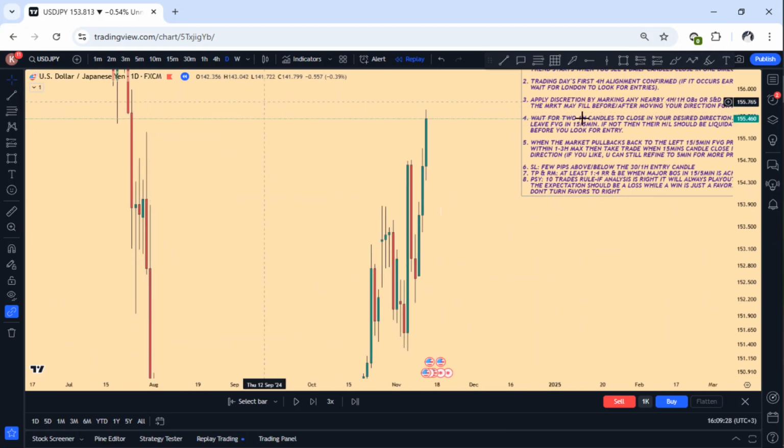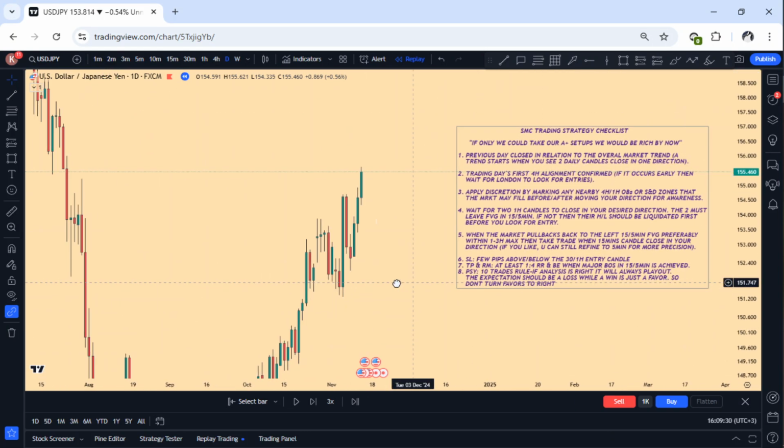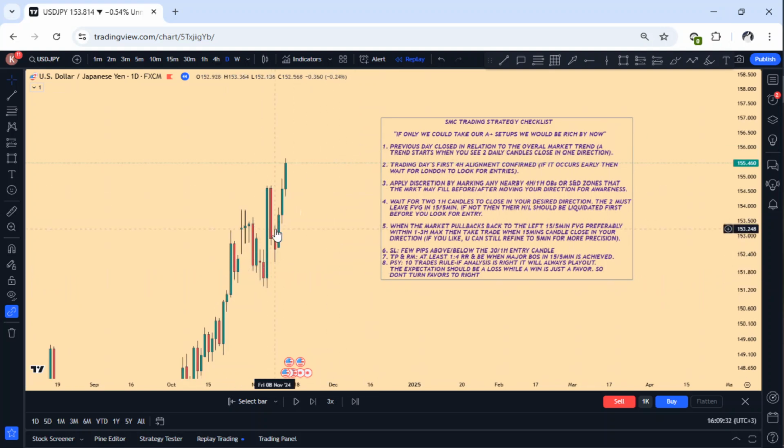You can see the market is trending because at least 2 candles have closed in one direction, showing that the trend has started. So we take trades when at least 3 of the candles have closed. As you can see in the first checklist, previous day closed in relation to the overall market trend. A trend starts when you see 2 candles close in one direction. You can see here this was a trend, 1, 2.